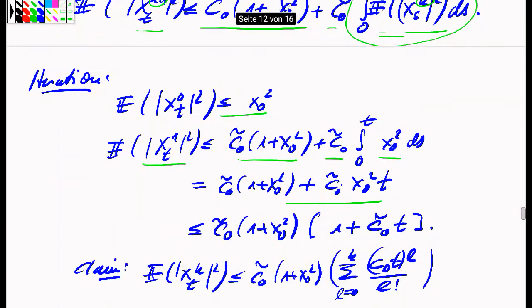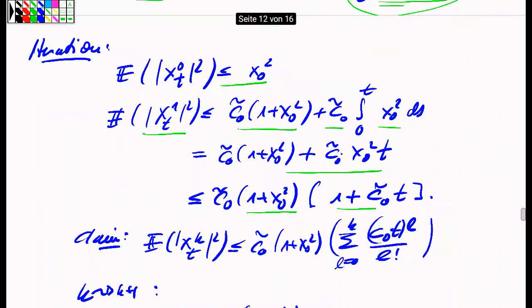And this, of course, can also be estimated further from above by just pulling the C naught factor in front and writing this as C naught times (1 plus X naught squared) times (1 plus C naught tilde times t).